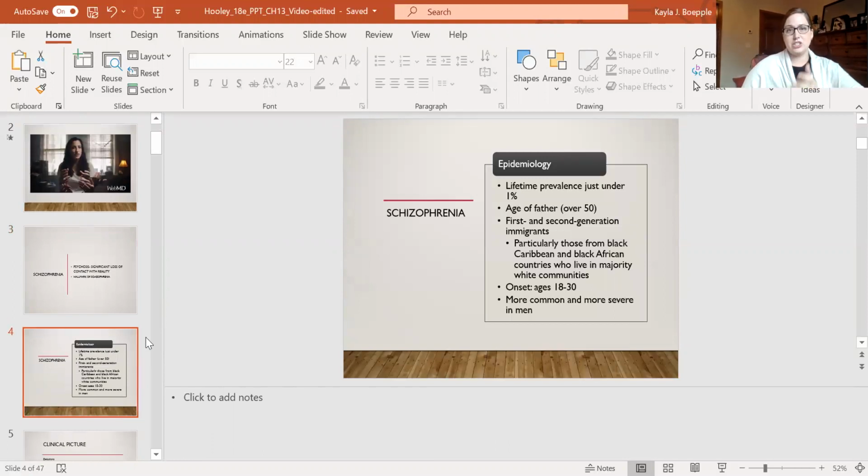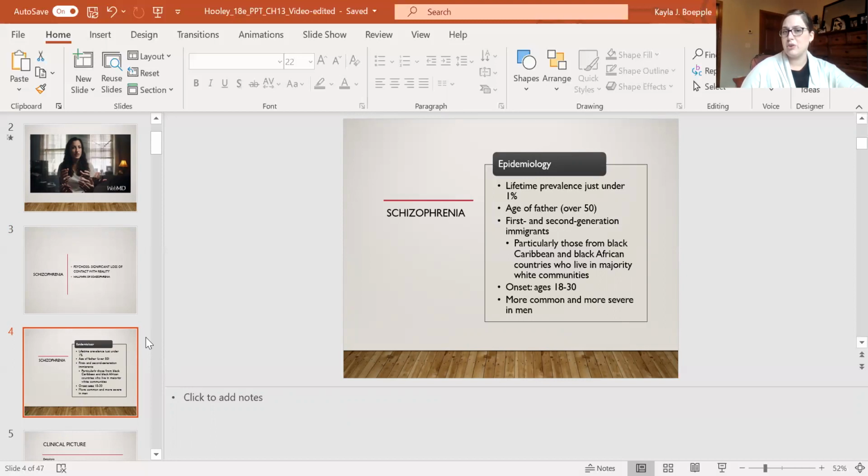So what does the epidemiology look like? Well, lifetime prevalence is just at about 1%, and you actually have a higher risk of developing schizophrenia if you have a father over the age of 50 at the point in time when you are conceived. So oftentimes we think about a lot of different things that can come from if the mother is older than average. So over the age of 35, your risk of Down syndrome goes up, your risk of a lot of other health factors or health risks go up when the mother is over the age of 35. But one of the ones that have been linked to the father is the development of schizophrenia.